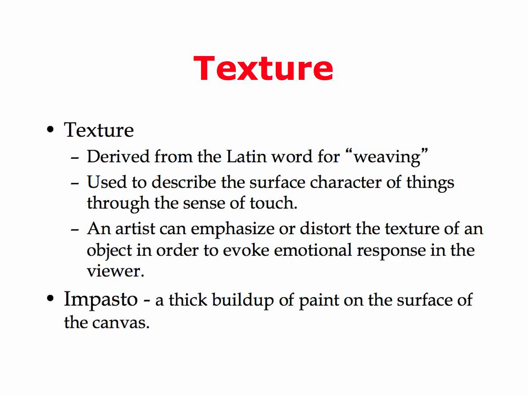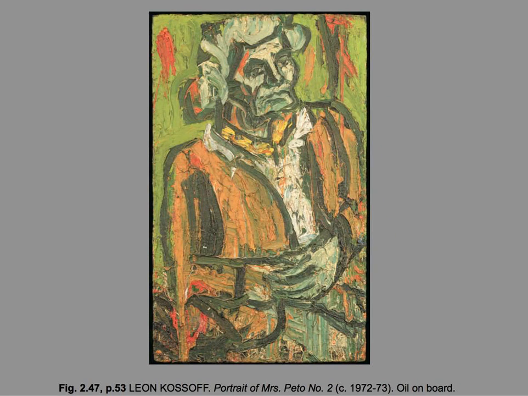And we have this term impasto, which is a thick buildup of paint on the surface of a canvas. Here's an example of Impasto by Leon Kossoff. And we can tell right away, not only from the expression of the character's face, but by the gesture of the brushstrokes and a thick paint, this guy just looks a little discontent, right?